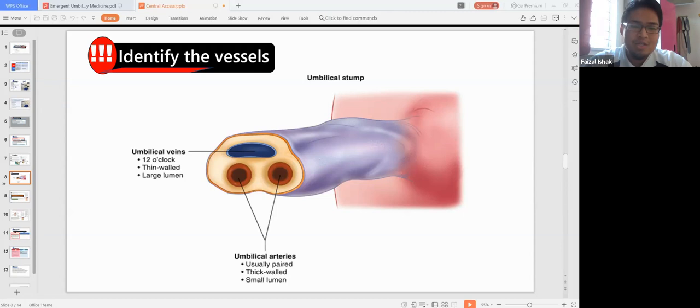And then when we withdraw the blood into the catheter, we can see a visible pulsation, and the blood withdrawn into the catheter is bright red in color. And for the vein, we can see that the blood is venous and dark red in color. As you can see in the picture, the umbilical vein is at 12 o'clock and the umbilical arteries are at the 4 o'clock and the 8 o'clock positions.